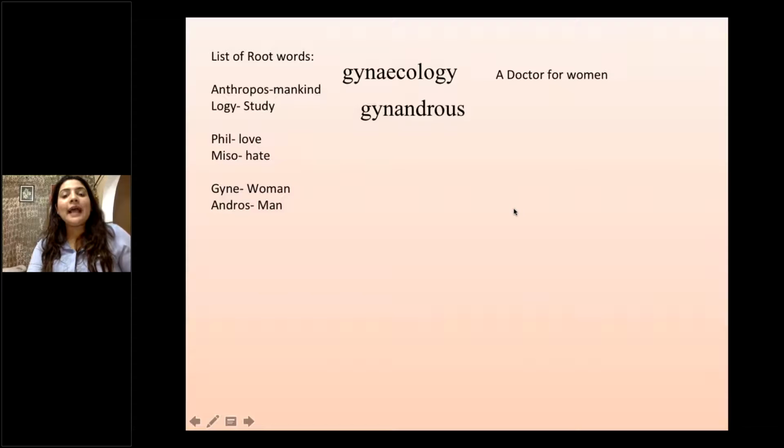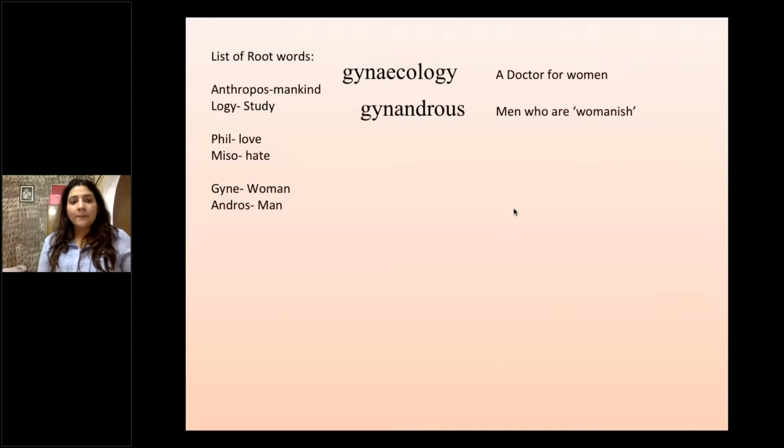So that is gynandrous. Let me tell you, gays are not gynandrous, or bisexuals are not gynandrous. They're proper men who like womanish things. They like to dress up as women, they like to talk like women. That's what gynandrous is. Yes, most of you have written it. Someone has written zanana. Yes, Karan Johar. So that's all gynandrous.